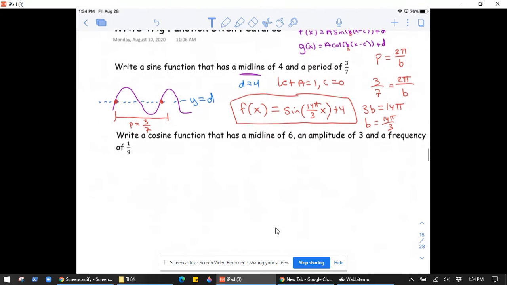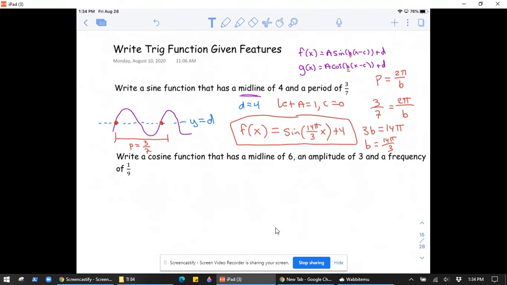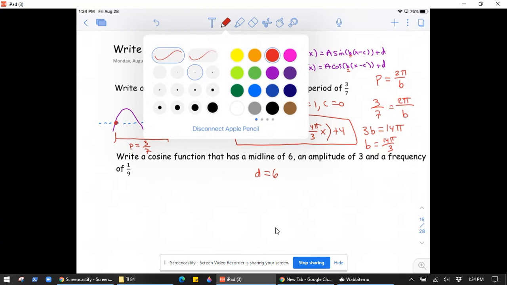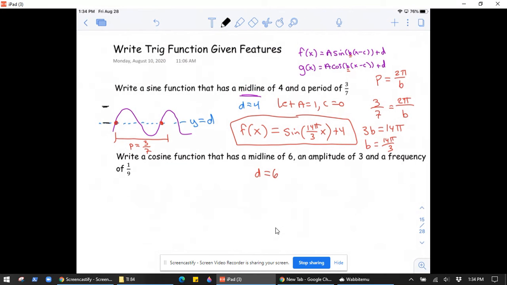Here we're asked to find a cosine function that has a midline of 6, an amplitude of 3, and a frequency of 1/9. Again, our midline is 6. That tells us that our d value is 6 for the reasons I stated above. Amplitude is 3. The amplitude is this distance here, and that is our a. Amplitude is always the absolute value of our a value. But we might as well say that our a value is 3 unless we're interested in a flip by making it negative. Let's just make our lives easy and call it 3.